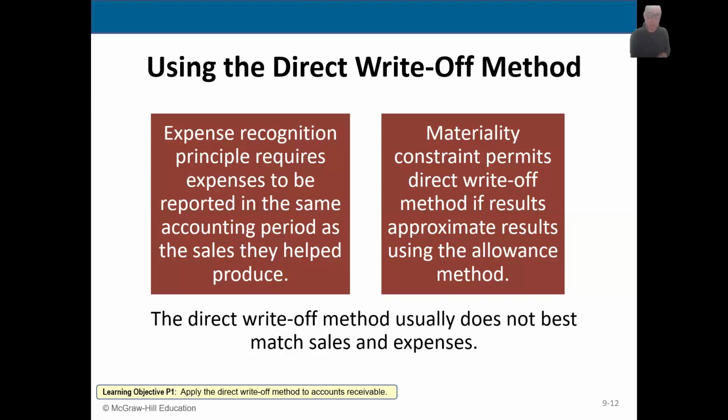And the second thing is that the materiality constraint permits the direct write-off method if it results in approximate results using the allowance method. Quite simply put, it's a low-cost method that adheres to generally accepted accounting principles, and it could be used. But here's the thing: with direct write-off method, we don't estimate. Okay, if you're going to estimate a percentage that's not going to be collectible, then we're going to use what we call the allowance method. I'm going to talk about that next.